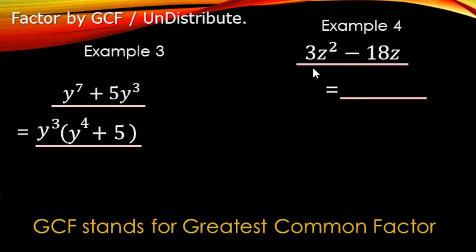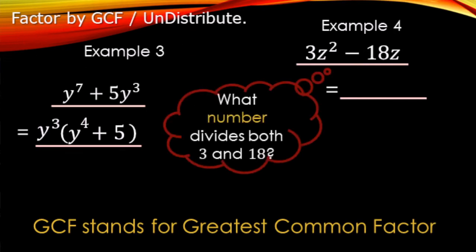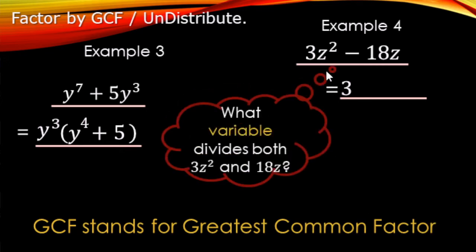Here we go. 3z squared minus 18z. We're going to factor. We're using greatest common factor or undistribute. So what number divides both the 3 and the 18? Well, that's going to be 3. 3 divides both. Now let's also look at the variables. So we have a z squared and a z. Which variable divides both? That's going to be a single z.